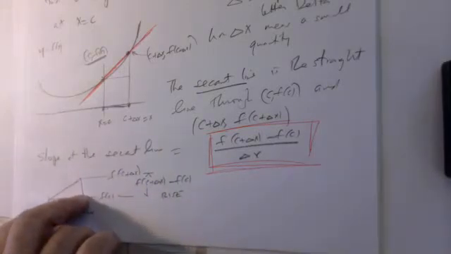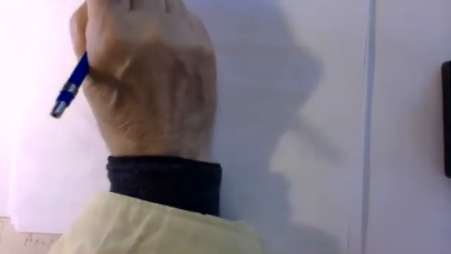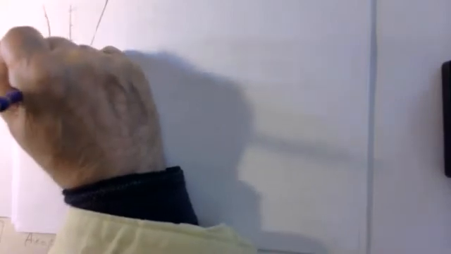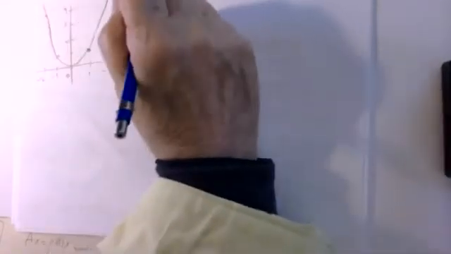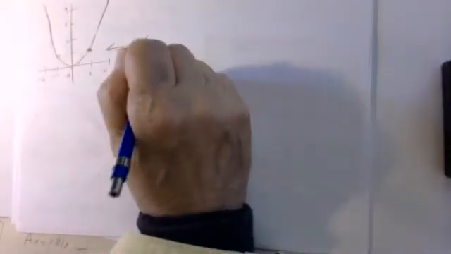Let me do an example just to try and make this a little bit more concrete. Suppose we take the parabola y equals x squared. So my function f of x is x squared. So my parabola looks like that. And this point, if I choose C equal to 1, f of C, which is f of 1, is 1 squared, which is 1. This point has coordinates 1, 1.